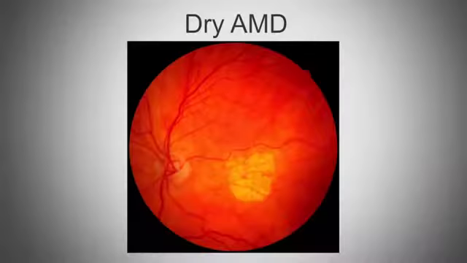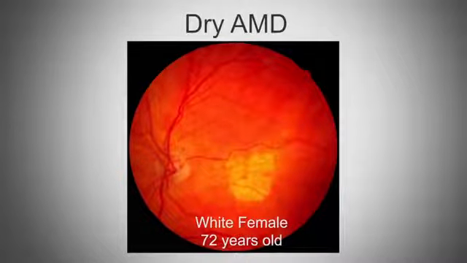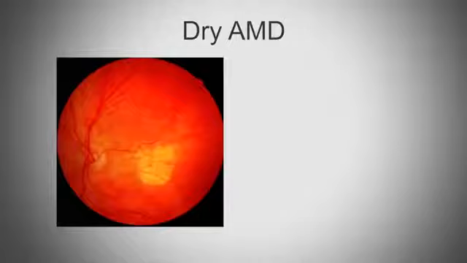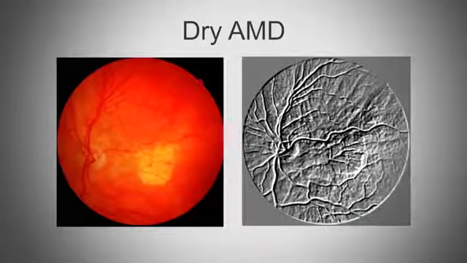This particular case is dry AMD, age-related macular degeneration. We're looking at a 72-year-old white female, and we did a monochromatic view of her eye after we did the color. From there, we did an emboss. The emboss is really useful for me when I'm looking at patients and trying to predict what the next step should be. How much degradation, deterioration, how much damage do I have?